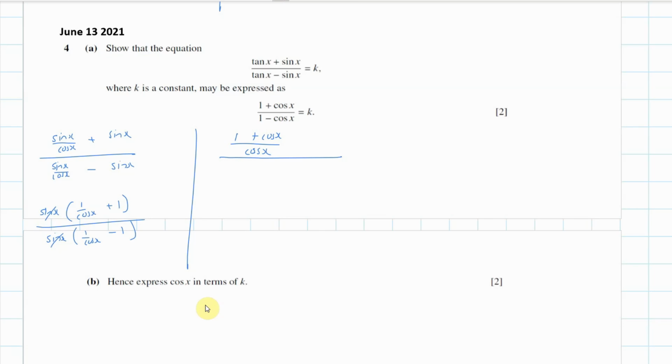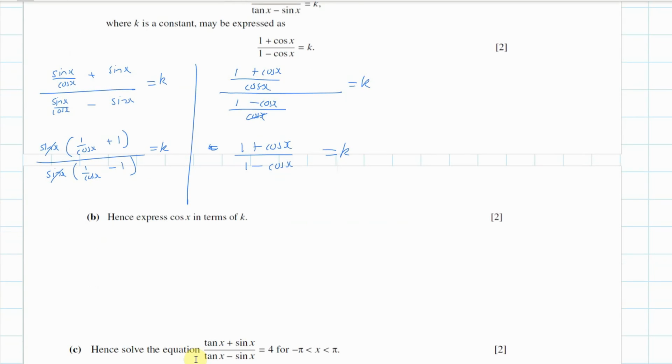because that's how we can write that, because 1 over cosine x is 1 over cosine x, and cosine x over cosine x is 1. And we'll do the same thing with the bottom, so it'll be 1 minus cosine x over cosine x. And so we can cancel those out, and so we're left with, I should have probably had k's on the right hand side here. So you get 1 plus cos x over 1 minus cos x equals k, which is what we wanted to prove. That was very easy.